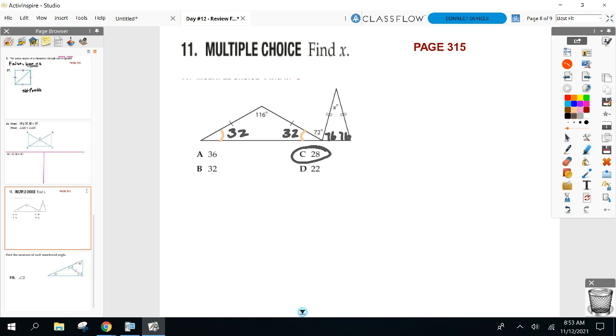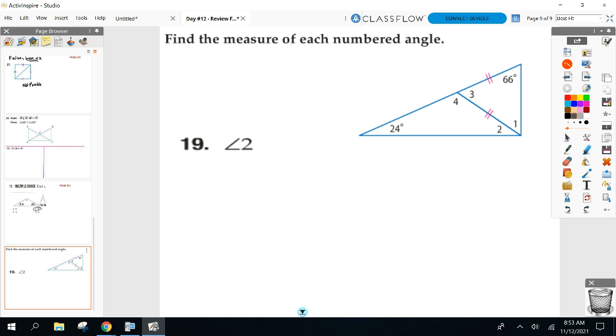All right, and then the last one we're going to do together is number 19. Same pages, number 19. Can you guys find angle 2 for me? Is it possible? Can you find angle 2? Looks like you got another isosceles triangle on your hands.